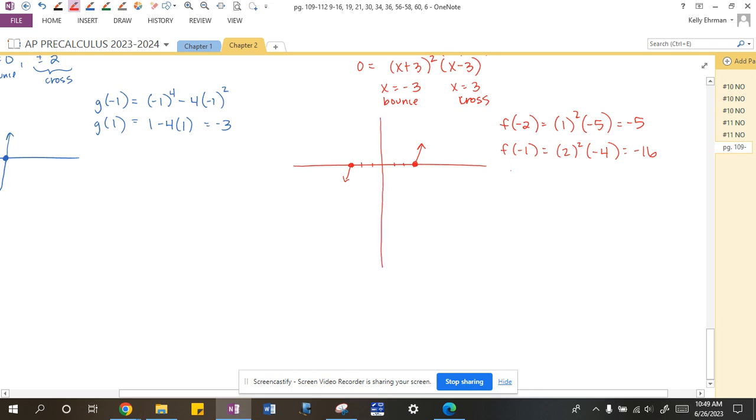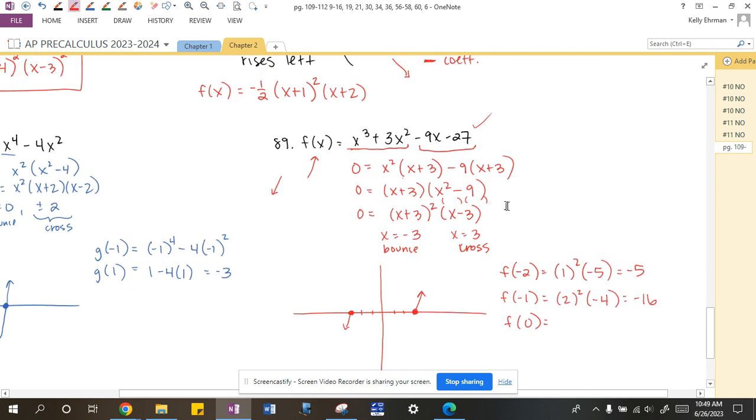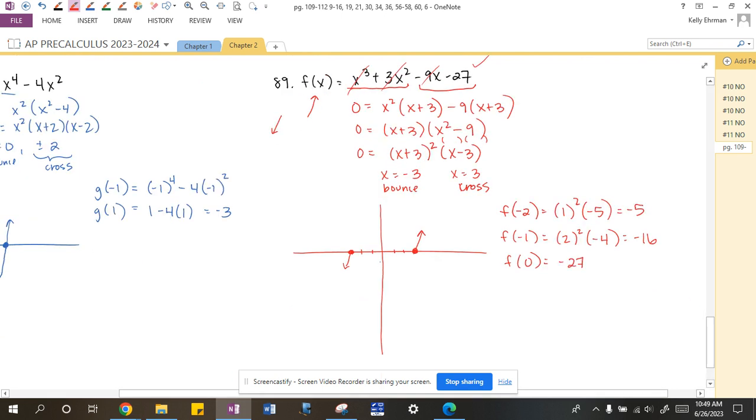We are just sketching, right? Why did I say that? Because f of 0, if you plug in 0, I would go back into the original because 0, 0, 0. That's negative 27. I don't want to make 27 tick marks, so we'll deal with that later. Plug in 1, you get 4 squared times negative 2. Don't want to make 32 tick marks. And finally, f of 2. 5 squared, 25, times negative 1.